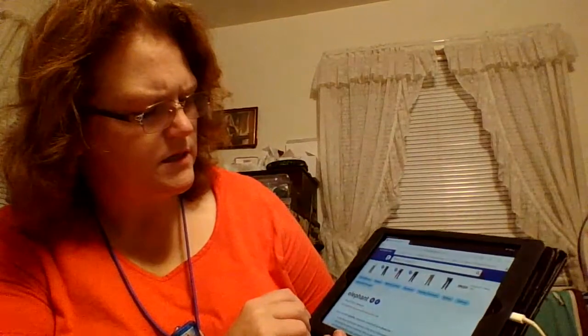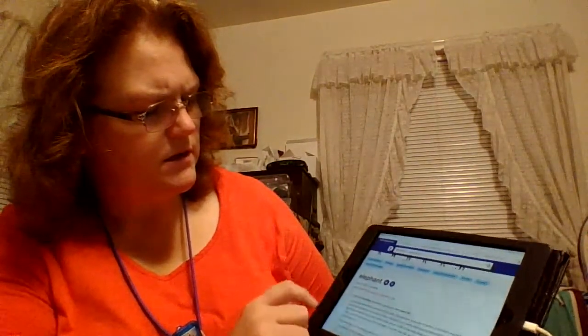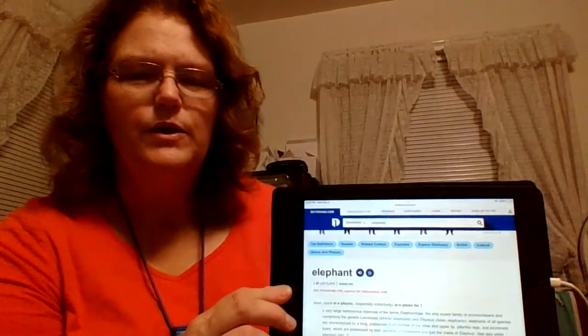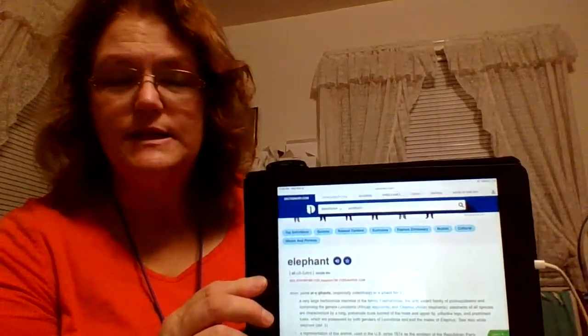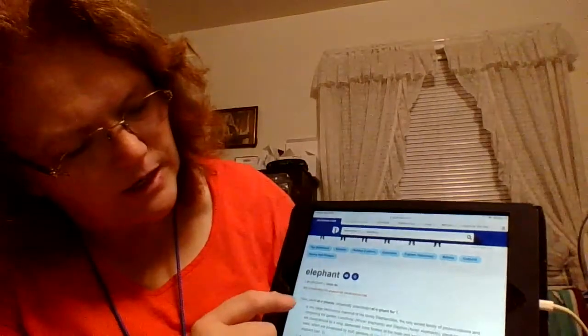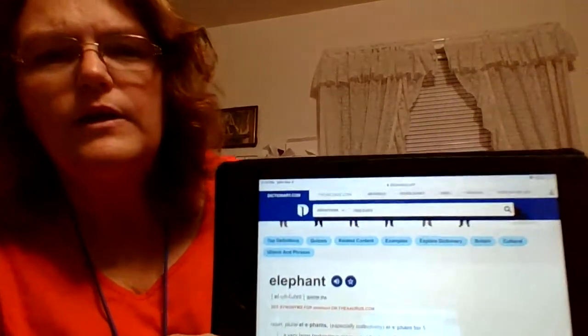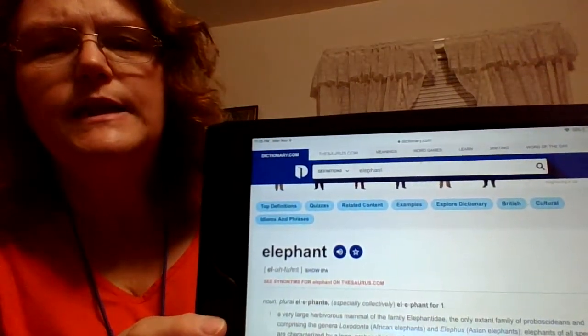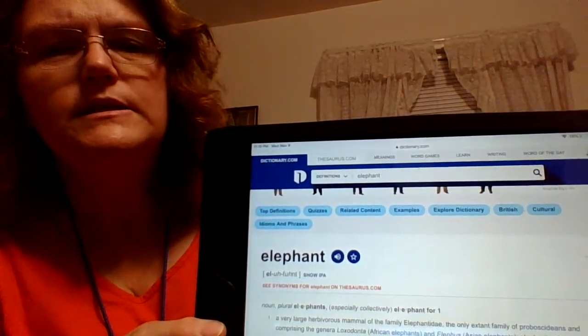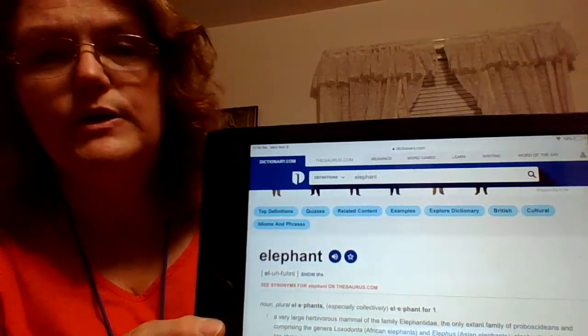And so it says it is a noun. So on your assignment paper, you're going to have to tell what part of speech it is. And this one has the word noun right here. I don't know if you can see that very well. It says the plural of elephant is elephants. It tells you how to spell the plural, so that's a good thing. And then it will give you definitions for it.